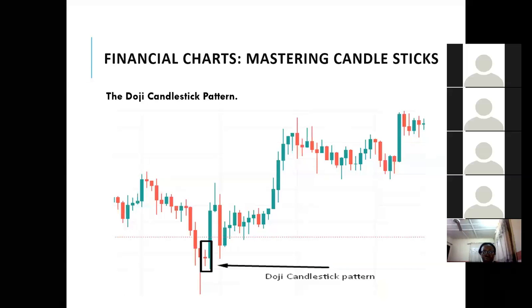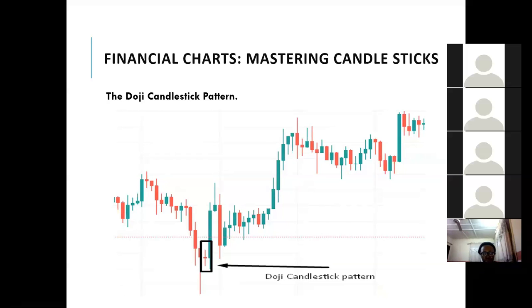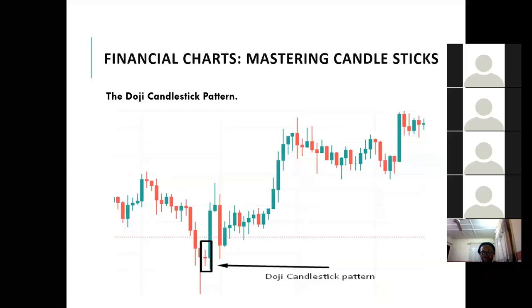And if you remember what I said about entry, do not just trade the candlestick patterns alone. Try to confirm or find confluence using other indicators. Finding confluence is when you use more than one indicator and they are saying the same thing, and then you are sure, okay, I am more sure that this is likely going to happen.